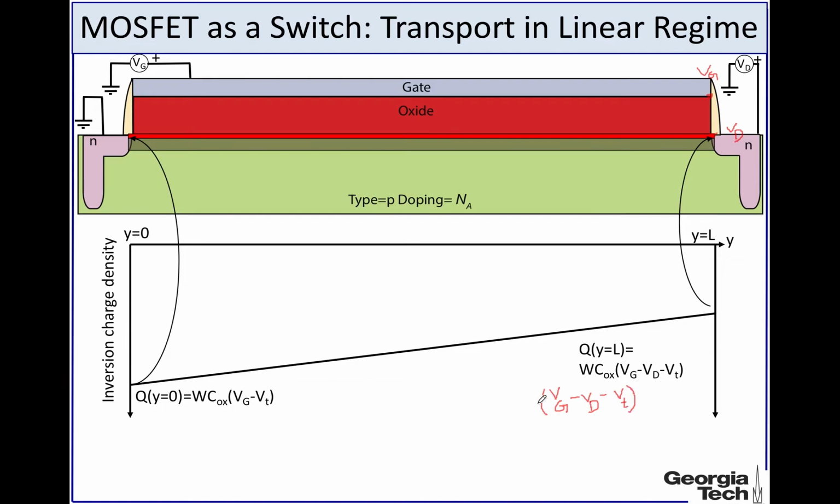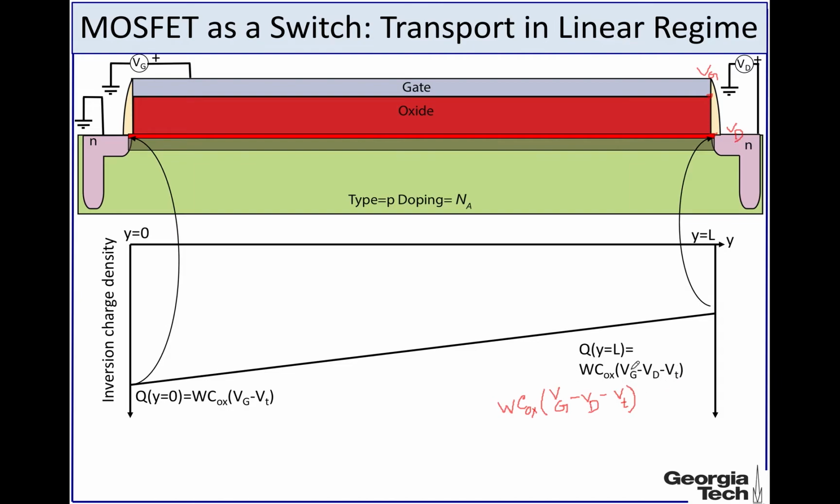So the inversion layer charge density per unit area will be Cox multiplied with Vg minus Vt minus Vd, and then we multiply it with the width of the transistor, then we get the charge per unit length along the y direction at the drain end.